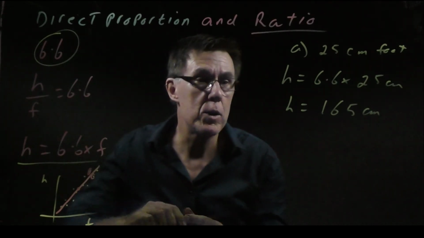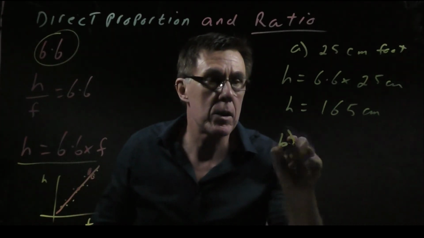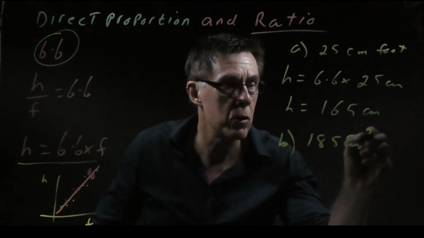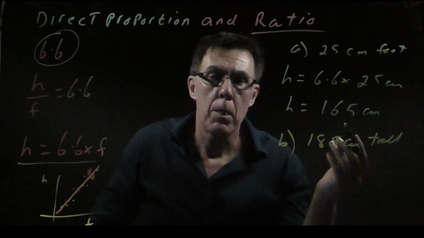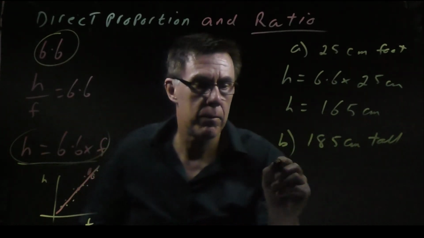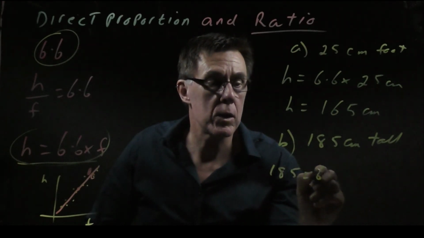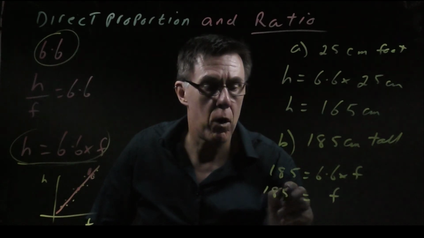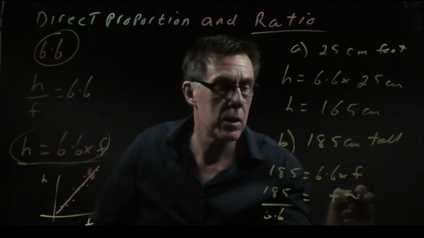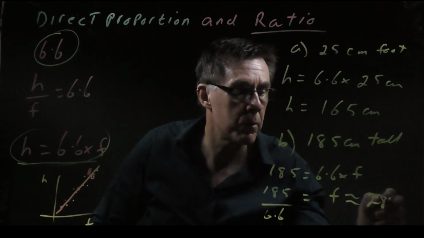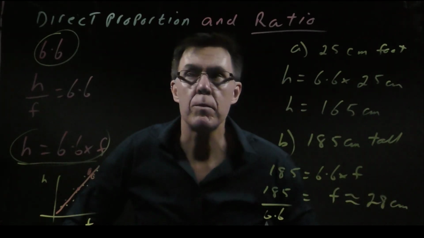Second style of question will be, let's say you're told that someone is 185 centimetres tall. Roughly, what's their foot length going to be? Well, our rule is the height, 185, is 6.6 times the foot length. Foot length will be 185 over 6.6. So, plugging that in your calculator, you're going to have a foot length of approximately 28 centimetres.